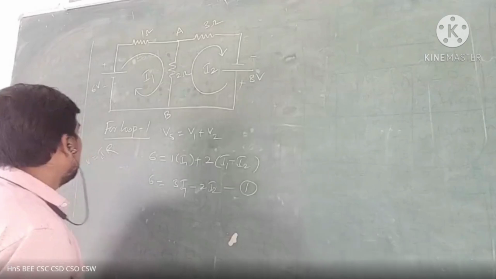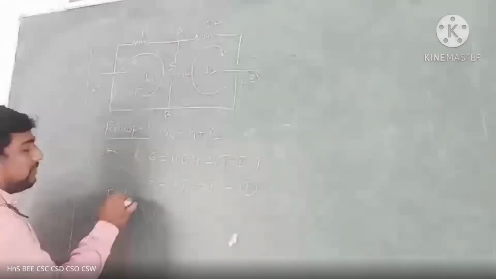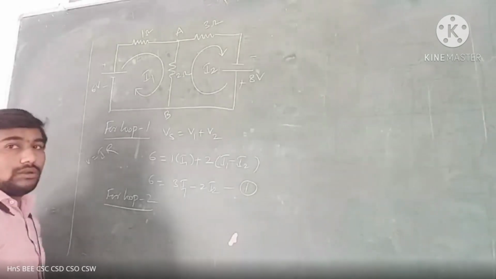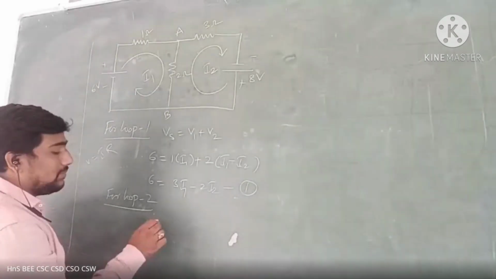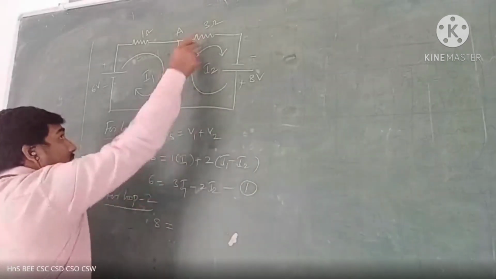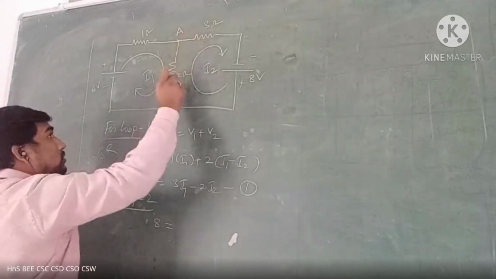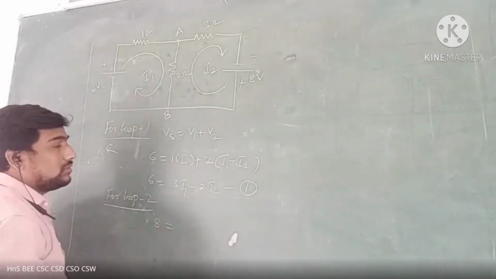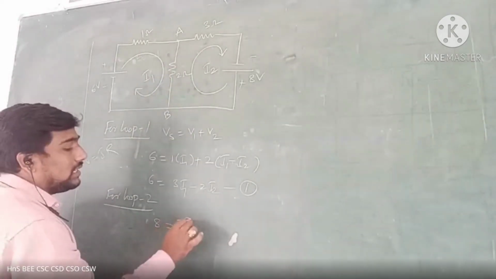Now coming to loop number 2. For loop number 2, which is the supply voltage? 8 is the supply voltage. And how many branches are there? Two branches are there, 3 and 2. 3 is the self branch and 2 is common for the first loop and second loop. That's why I'm writing 3 into I2.